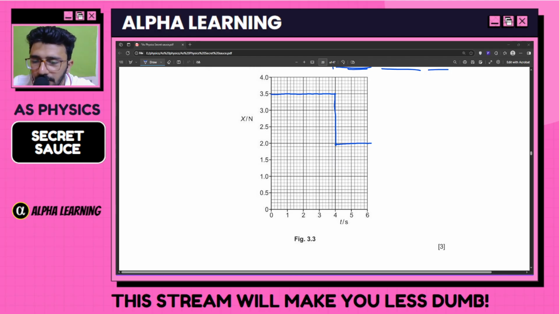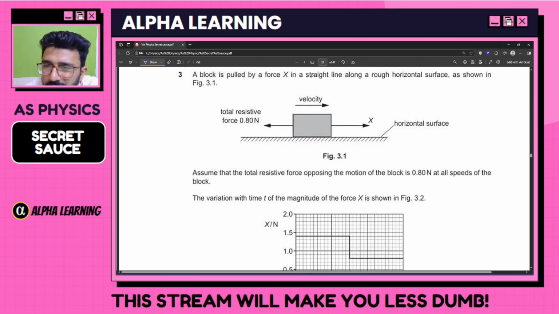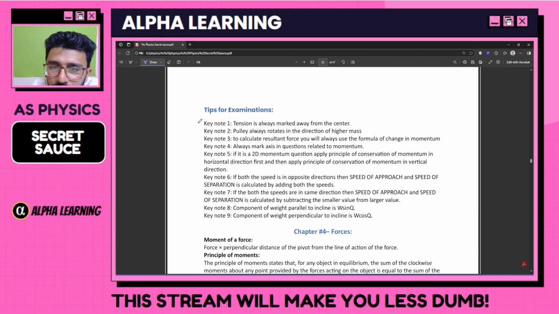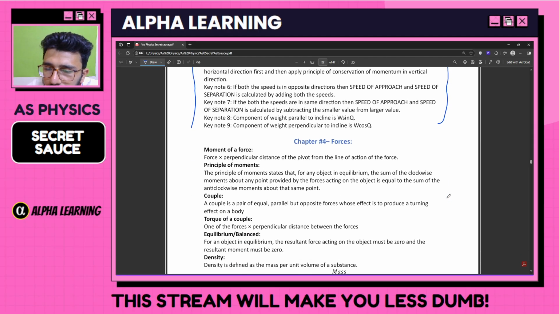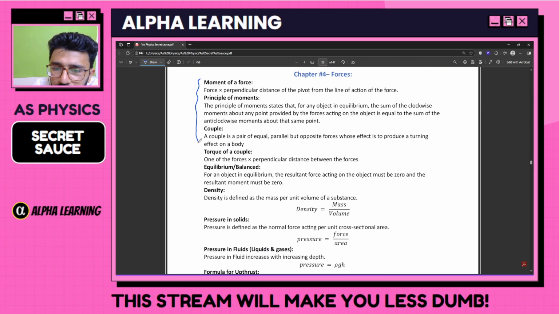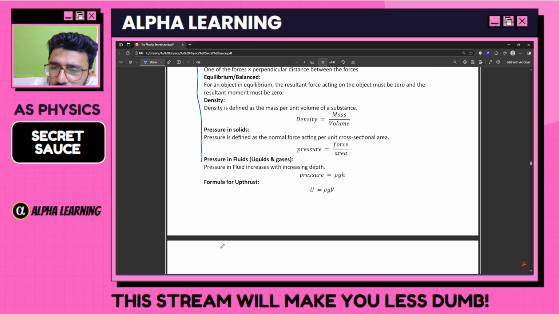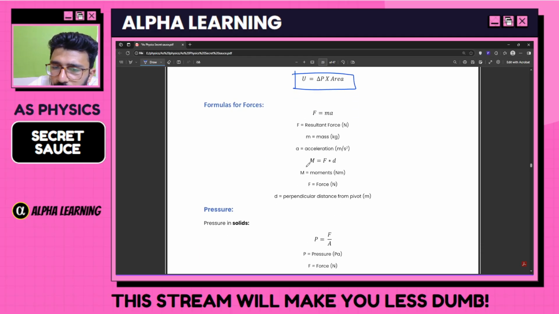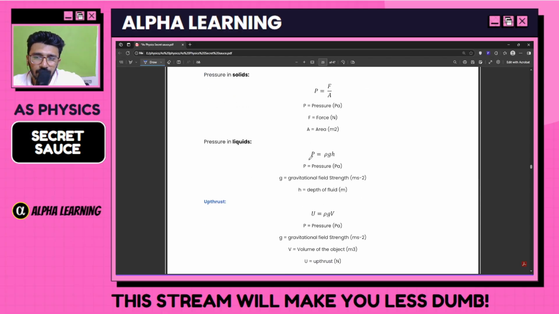Let's further move ahead to the next question. This is a similar question. Okay, this is a similar question. You can try, very easy. These are some tips for the examinations that I have noted down from the last 20 years of past papers. Now these are some definitions for forces. Please try to memorize them, and also remember that the pressure in solids is given by this formula, pressure in liquid is given by this formula. There are two formulas for upthrust: rho g, volume of the object, and change in pressure into area is also your formula of upthrust. These are some more formulas for the chapter that you need to remember.